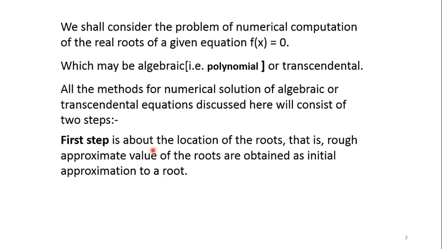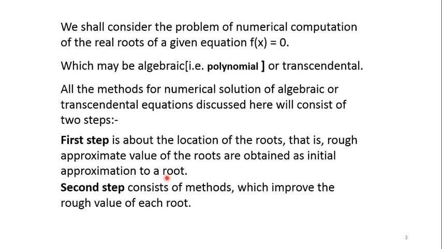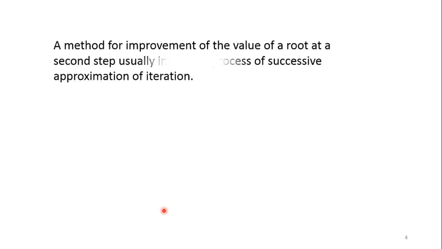The first step is about the location of the roots, that is, a rough approximate value of the roots is obtained as an initial approximation to a root. Then the second step consists of methods which improve the rough value of each root. A method for improvement of the value of a root at the second step usually involves a process of successive approximation or iteration.